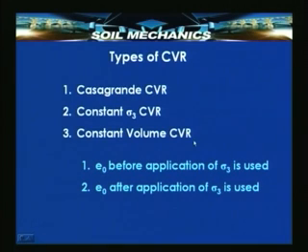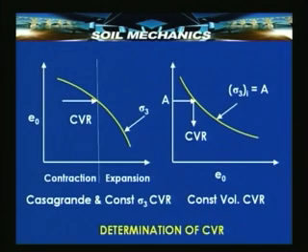If we use what is known as a constant volume test, that is throughout the test we adjust sigma 1 in such a way that there is no volume change in the triaxial sample, then that is known as a constant volume CVR. Here is a method to determine the critical void ratio.